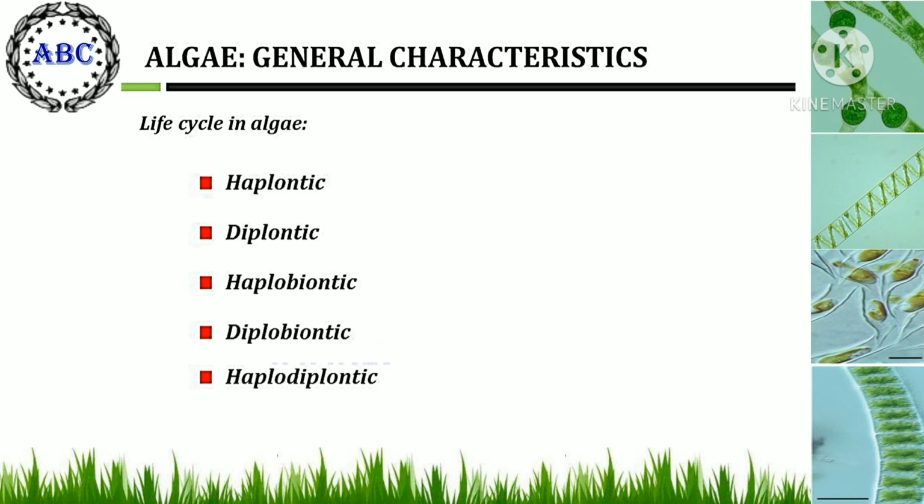In the same way, diplobiontic life cycle, in which there are two diploid phases and only a single haploid phase, that is the gametes, is called diplobiontic life cycle. And last one, haplodiplontic life cycle, in which haploid and diploid both the phases are of equal importance. So haploid phases and diploid phases are equivalent, then it is called haplodiplontic type of life cycle.